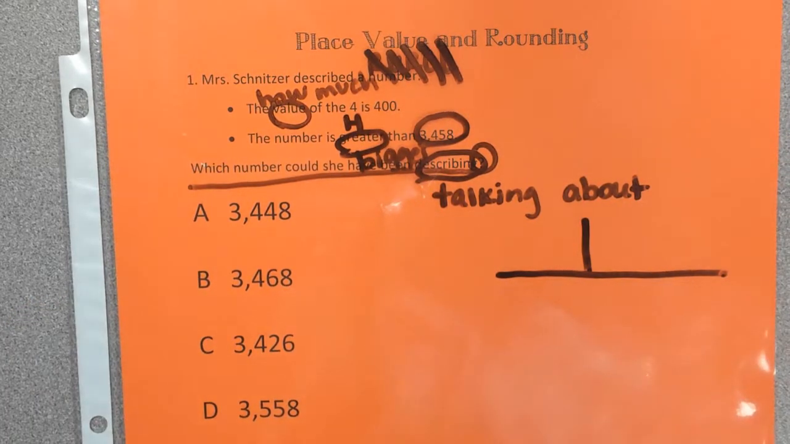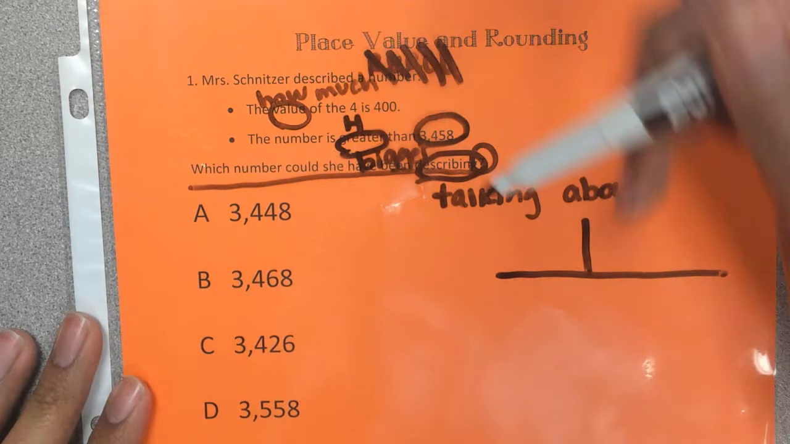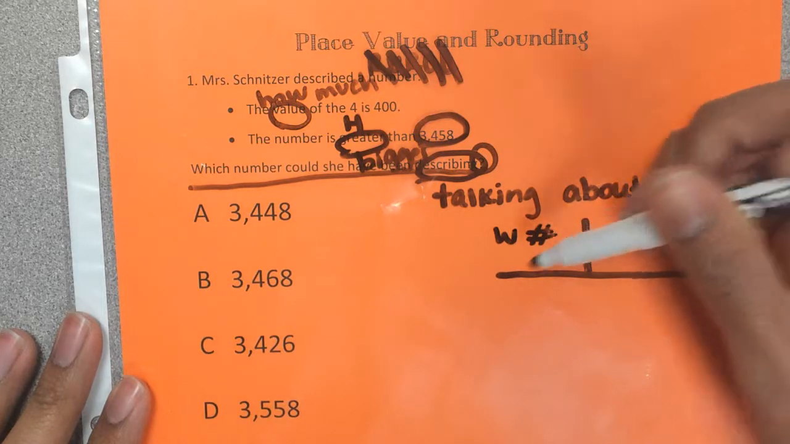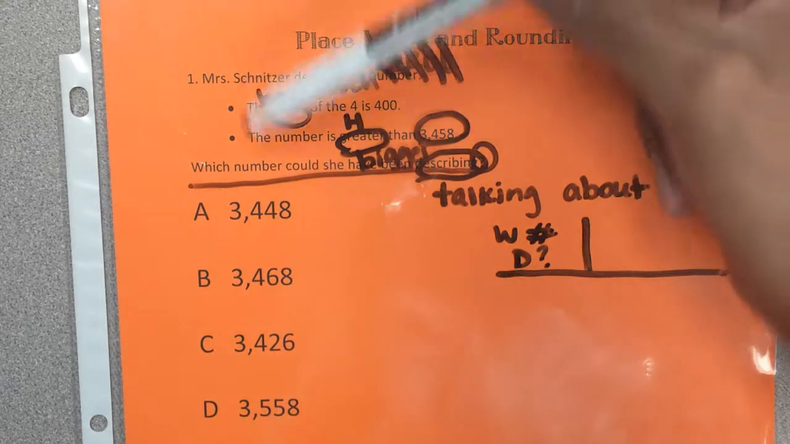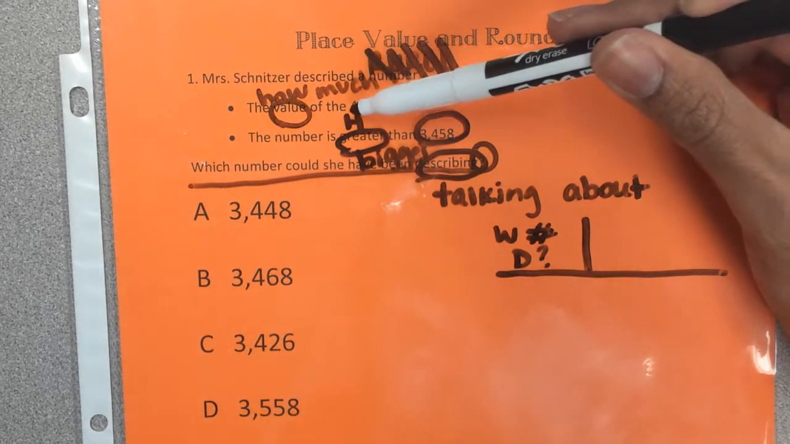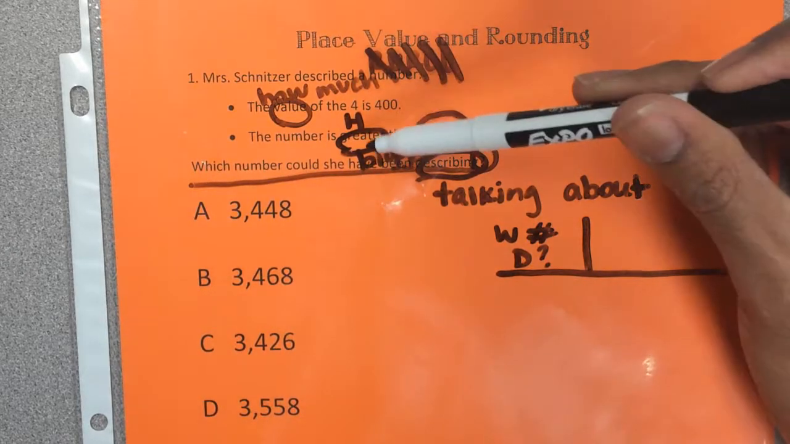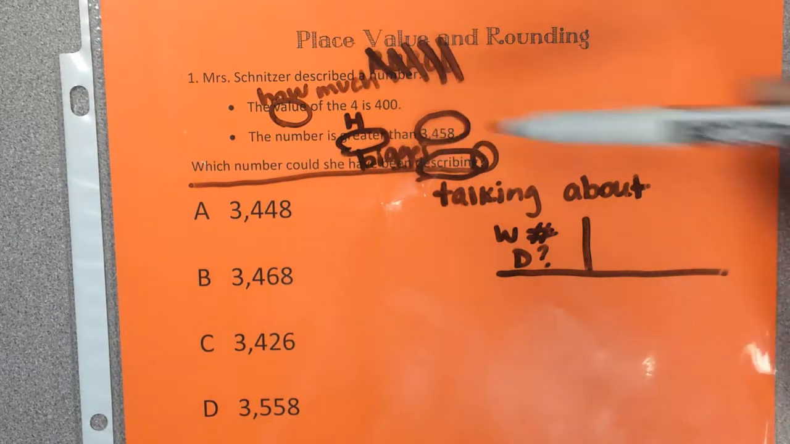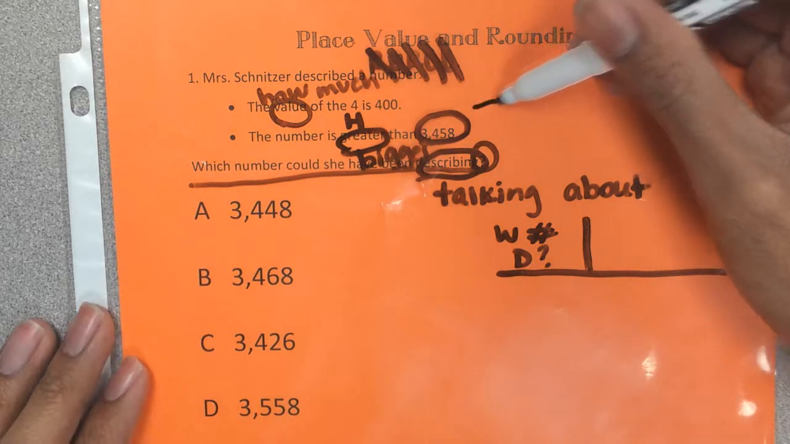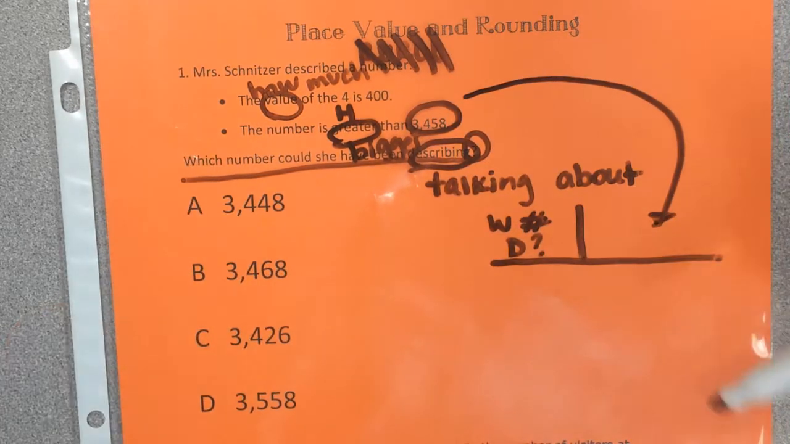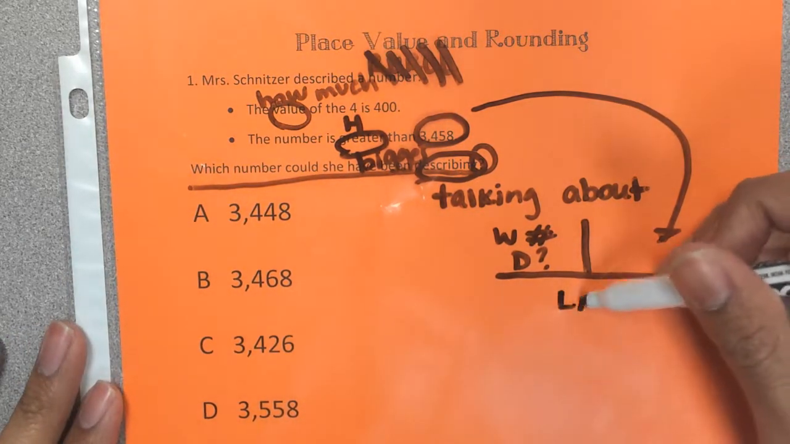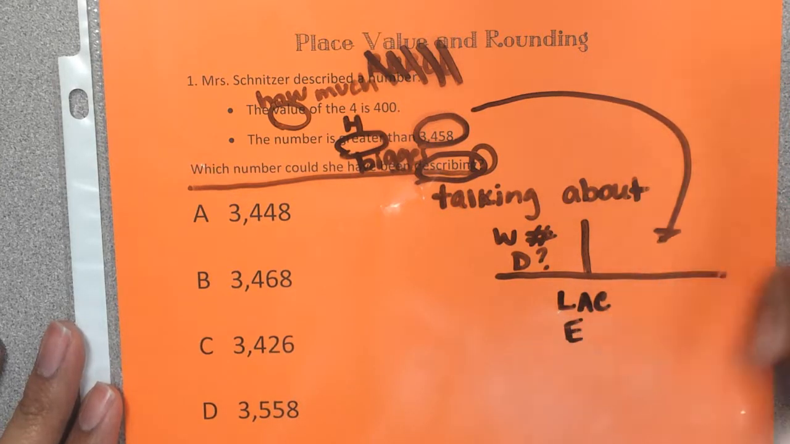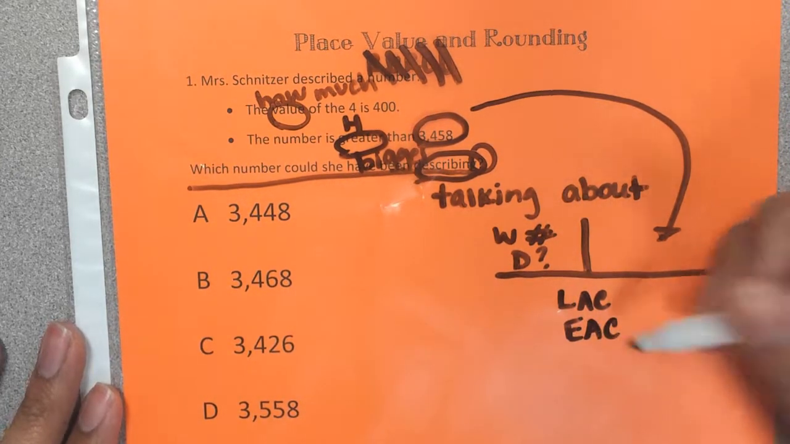What should we do first in our 3-step? The main idea. My main idea is going to say, which number was she describing? The most important details here is what she was talking about. She was saying that the number has to have a value of 400, and she was saying that the number has to be bigger than 3,458. So I'm just going to take an arrow and bring it here, because the rest of my strategy is just going to have to be done on the answer choices. So I need to label my answer choices, and then I need to eliminate or cross off my answer choices.